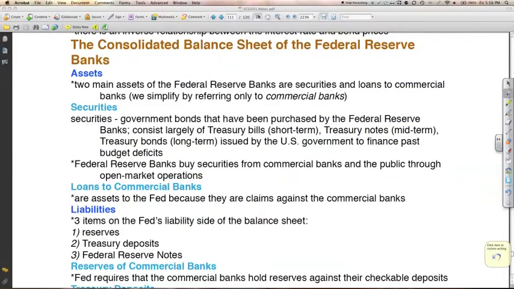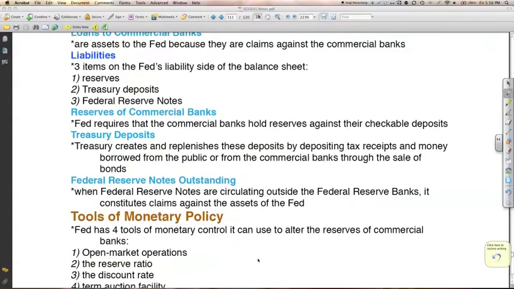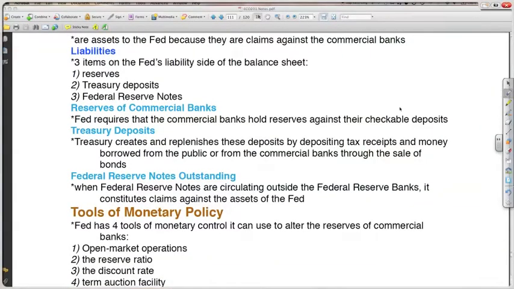So the next piece in our balance sheet is going to be liabilities. We have three main items on the liability side: our reserves, our Treasury deposits, and the Federal Reserve notes. Our reserves are the amount that the Fed requires commercial banks to hold. Remember, it's that percentage that they have to hold against their checkable deposits.